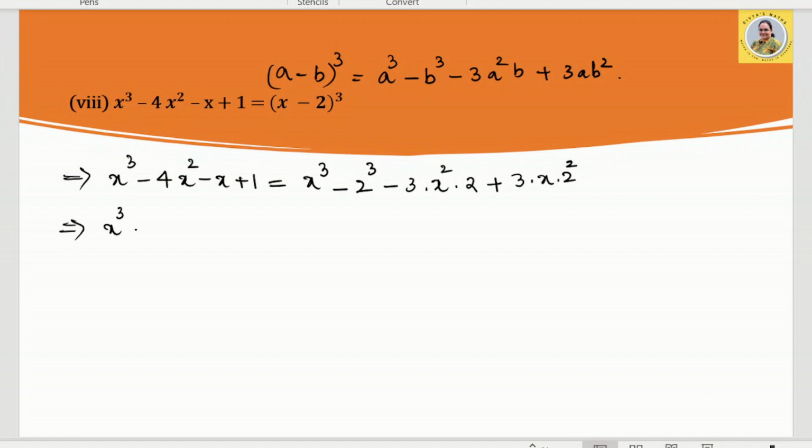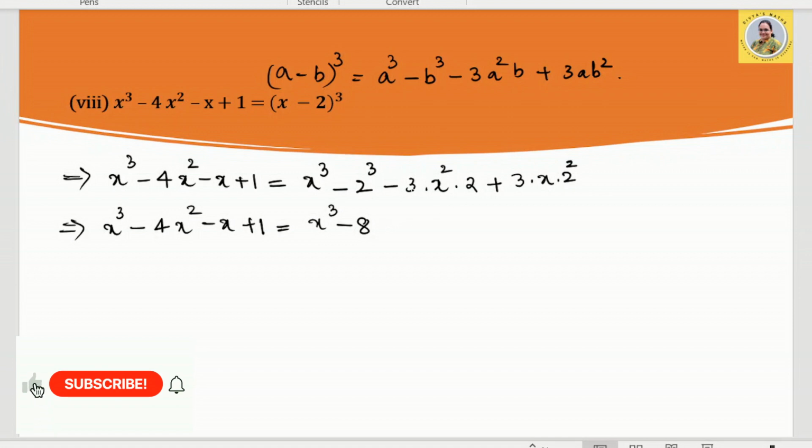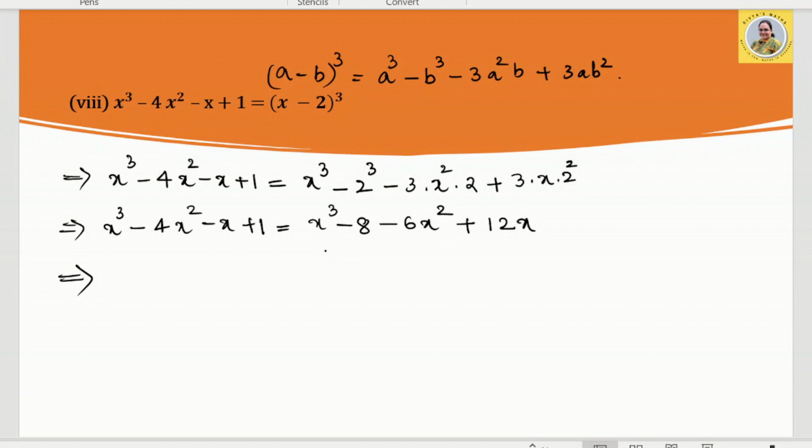Let us write LHS as it is again. x cube minus 4x square minus x plus 1, and let us solve for RHS, which is x cube minus 8. This will be 3 into 2 is 6 minus 6x square plus 2 square is 4, 4 into 3 is 12, 12x. Now let us get all the terms in the RHS to LHS.